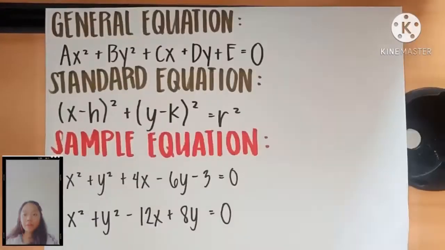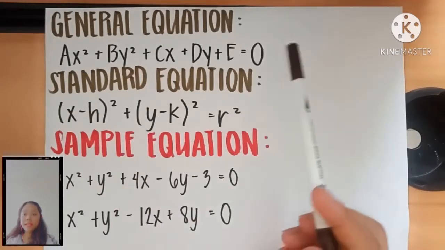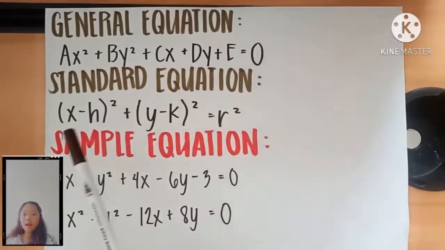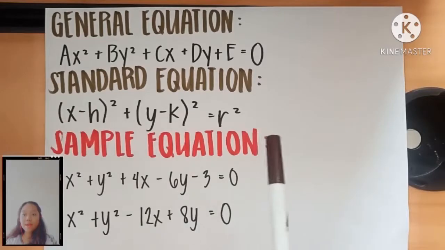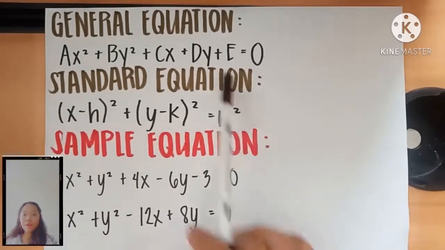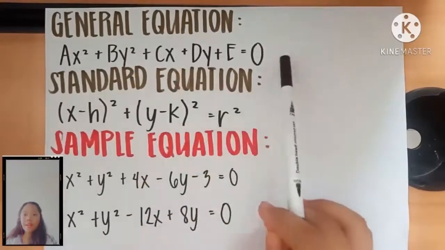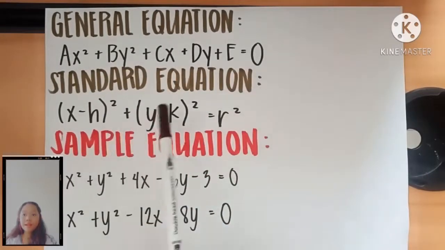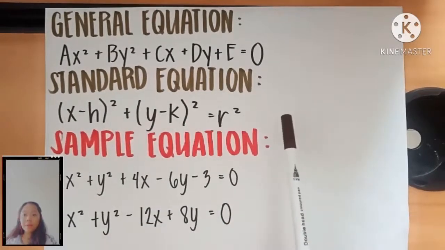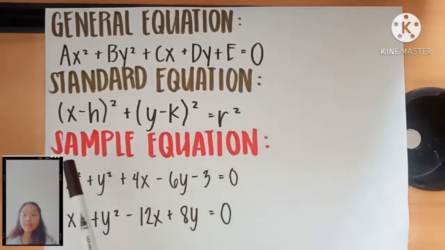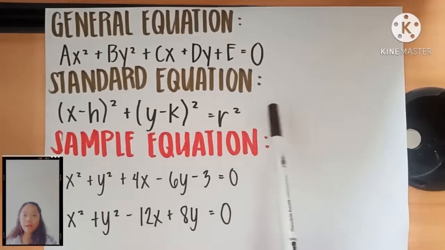We have two equations, general and standard equation. In the general equation, we have ax squared plus by squared plus cx plus dy plus e equals 0, where our equation is always equal to 0. In the standard equation, we have the formula of our circle, x minus h squared plus y minus k squared equals r squared, where r is the radius.